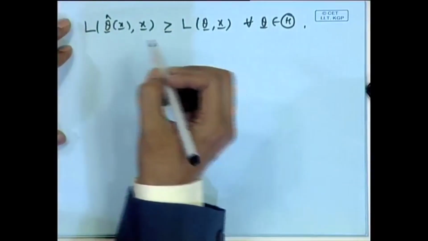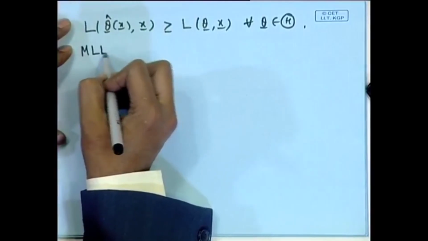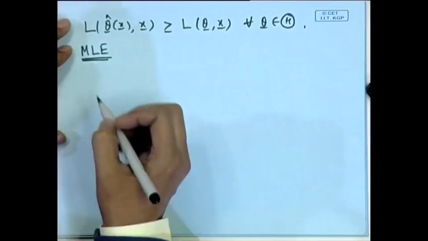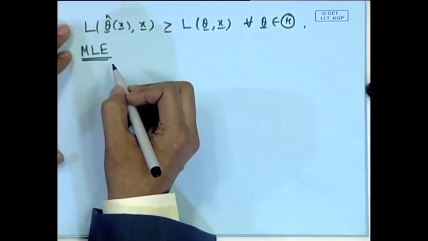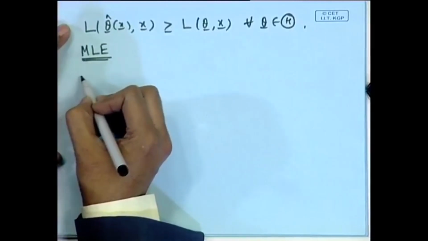In short we use the terminology MLE for maximum likelihood estimator. A popular technique to obtain the optimizing value of theta is to take the logarithm of L and then consider the derivative with respect to the parametric functions, equate to 0 and solve those equations. So, let me explain the method through some examples.